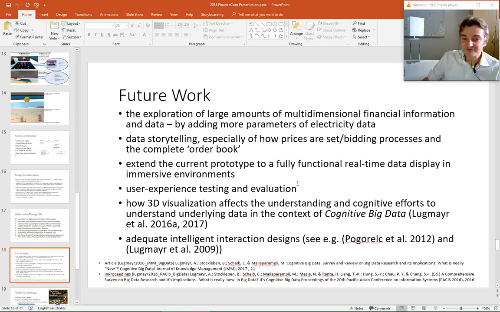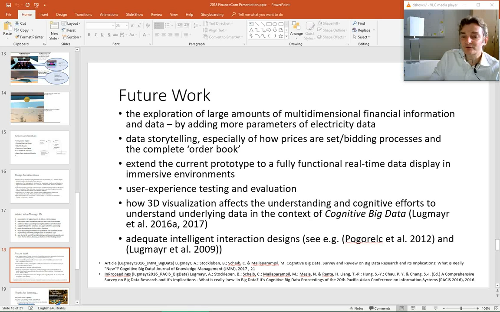Of course, we still have quite a lot of work to do. And we work especially with this idea of cognitive big data. So how can we understand data better, and how can 3D visualization ease the understanding and ease our cognitive efforts to understand data, which we coined a little bit as cognitive big data during the last years of research.